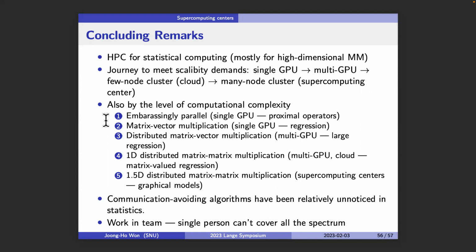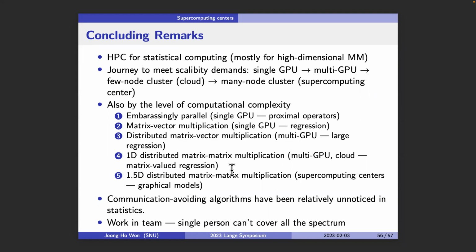At the lowest level, embarrassingly parallel operations like soft thresholding, for that, a single GPU probably would be okay. And then matrix vector multiplication usually arises in regression problems, and for that, a single GPU is okay. If the problem size is bigger, then we might consider multi-GPUs, but at that time we need to consider a distributed version of matrix vector multiplication.